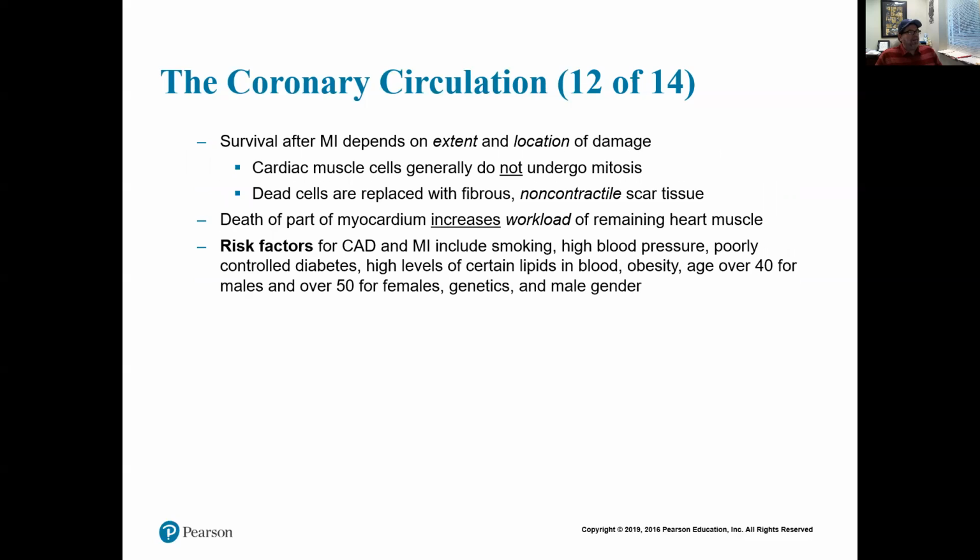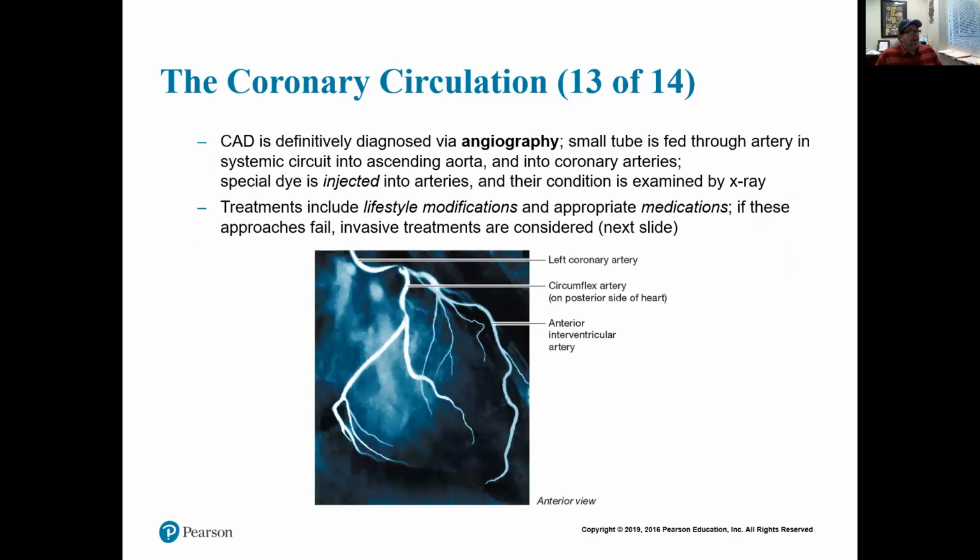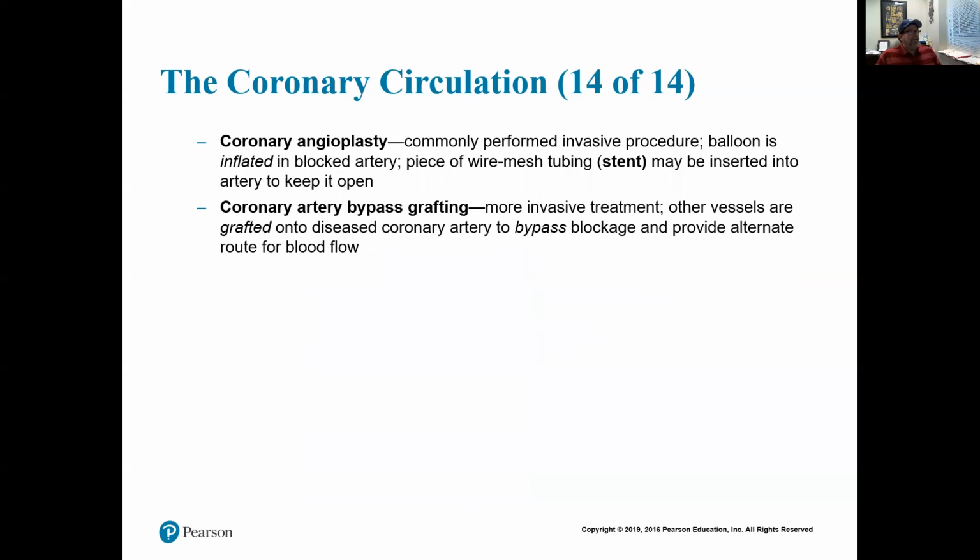Risk factors of this include smoking, high blood pressure, diabetes, high levels of lipids in the blood, obesity, being over the age of 40 for males and 50 for females, and then gender and genetics play a big role. Here is an angiogram where they shot a dye in, and you can see the left coronary artery, circumflex and anterior. If you see a blockage anywhere in that white line, it turns dark, and that would be a blockage, and they would want to put a stent in there.